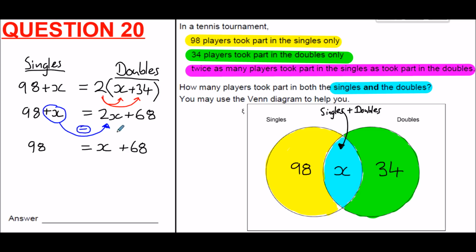So we've got the x's on one side. What we want to do on the other side of the equation is have the units. So we're working towards having the x on its own. That plus 68 can therefore just go away to the other side. But if this swaps sides, it will swap sign. Opposite of plus will be minus. And so x will be 98 take away 68, which is 30.